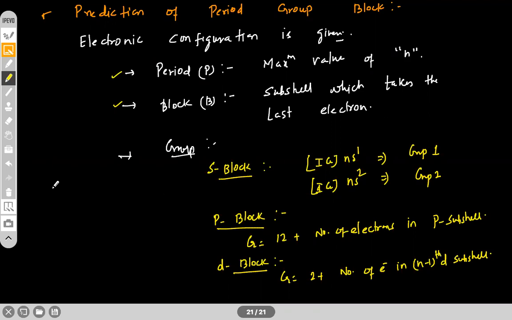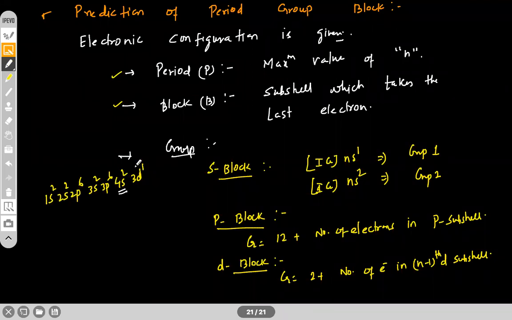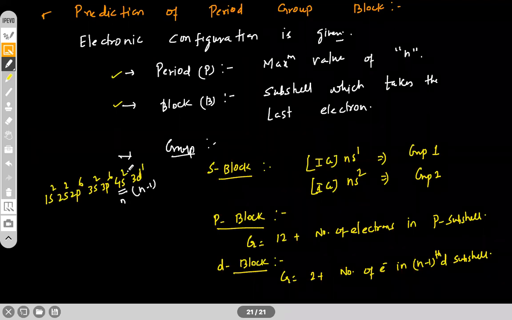Not the last one. Suppose you write down 1s2, 2s2, 2p6, 3s2, 3p6, 4s2, 3d1, right? So here the outermost shell is 4s, not 3d. The electron goes into the 3d orbital after 4s because of its energy. But the outermost shell is the fourth shell. This is n. So N minus 1 is what? 3. So one electron we have to consider here. Okay? This is what it means: the number of electrons in the N minus 1th D subshell.